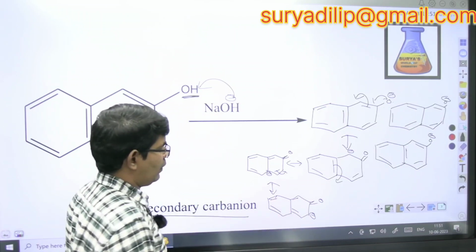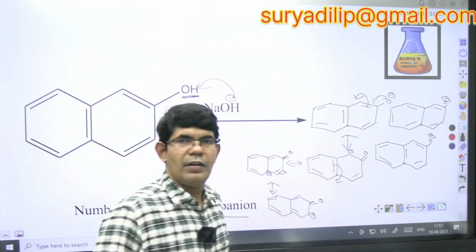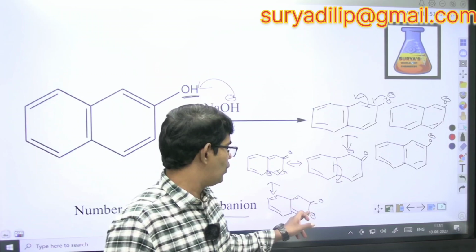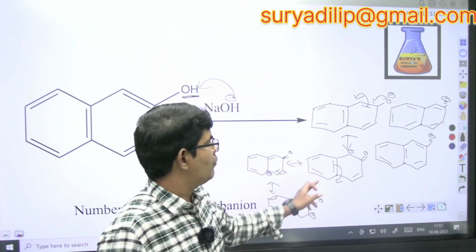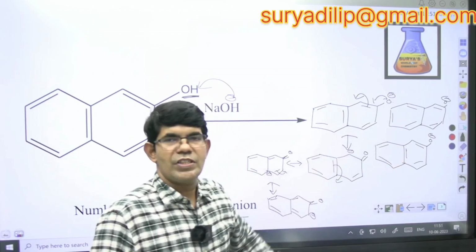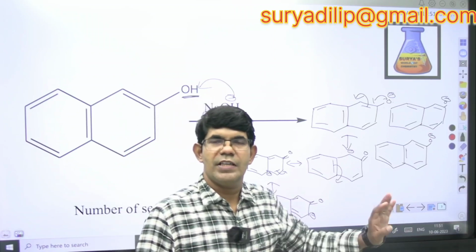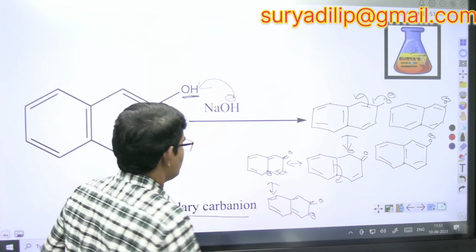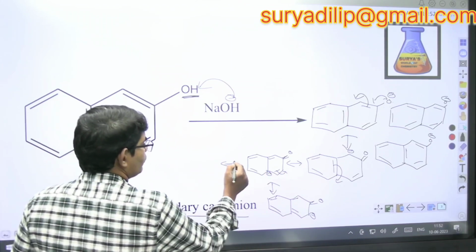Is it clear? We will not draw the other resonating structure in continuation to this, because if the negative charge now goes from carbon to oxygen, where oxygen already has possible negative charges, those resonating structures are already done, right? Now we will take up this and move further.